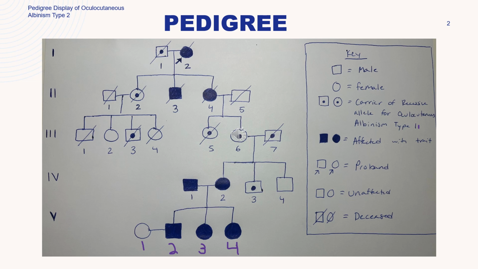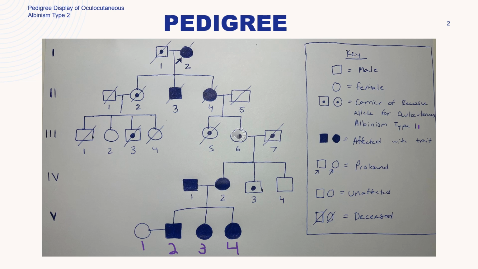Individual 2-2's sister, which is individual 2-4, is the affected female and reproduces with a homozygous unaffected male, meaning he is not a carrier of the OCA type 2 gene. The pair produce 2 female offspring, both of which are carriers. Individual 3-6 marries a carrier male.